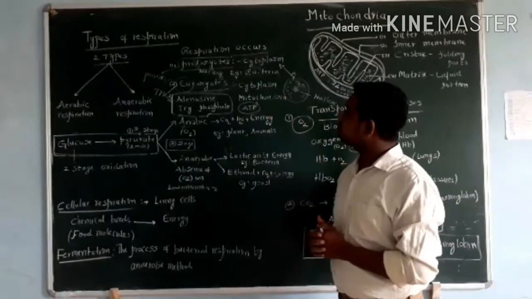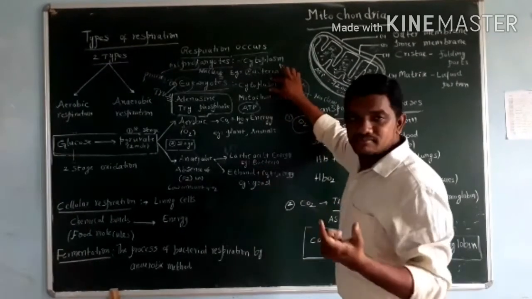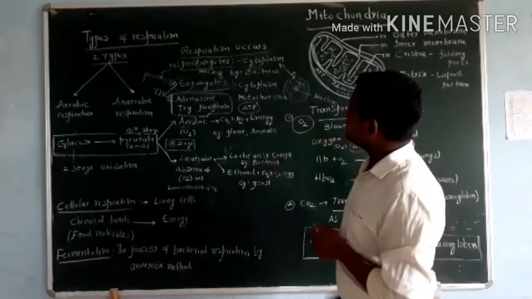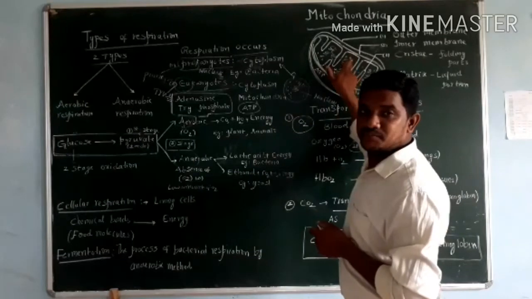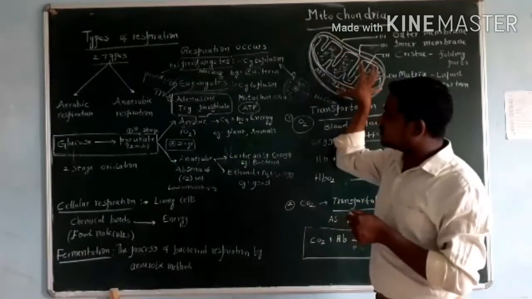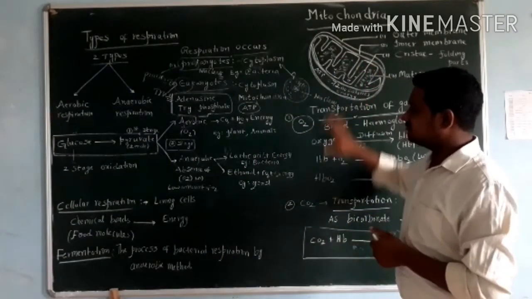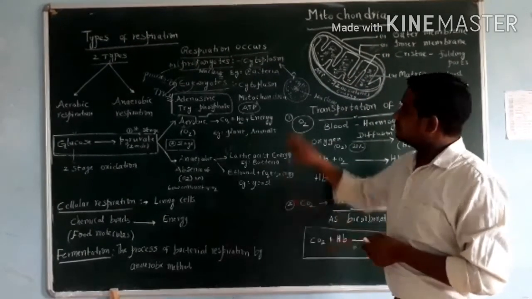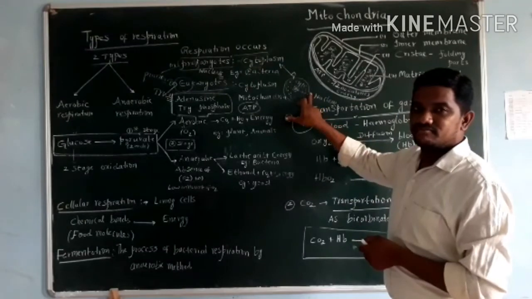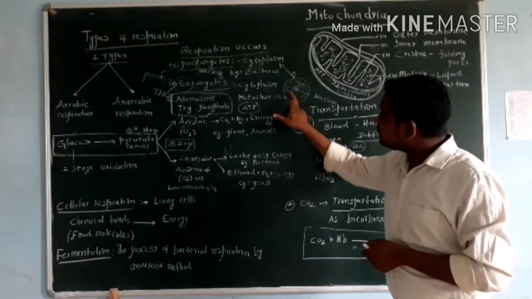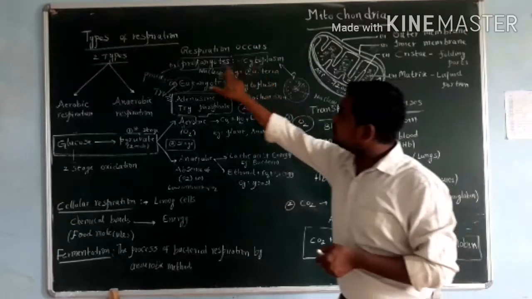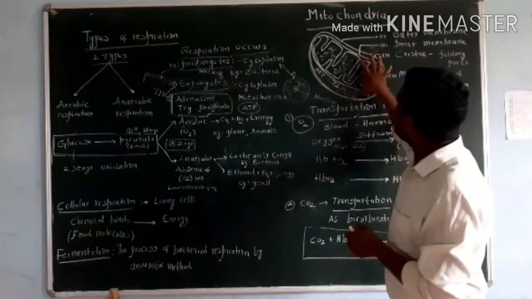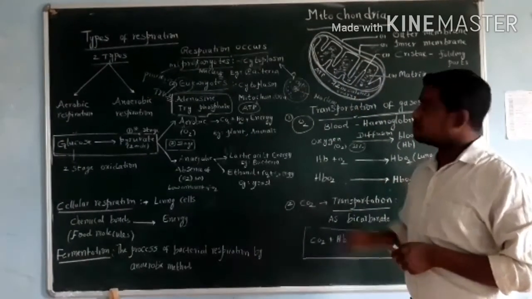See here, cytoplasm. In the cytoplasm, respiration takes place. Mitochondria. In mitochondria also respiration takes place. This is the mitochondrial structure. See, this is the cell. This is the cytoplasm. Respiration takes place in the cytoplasm. Respiration takes place in the mitochondria also. Mitochondria.